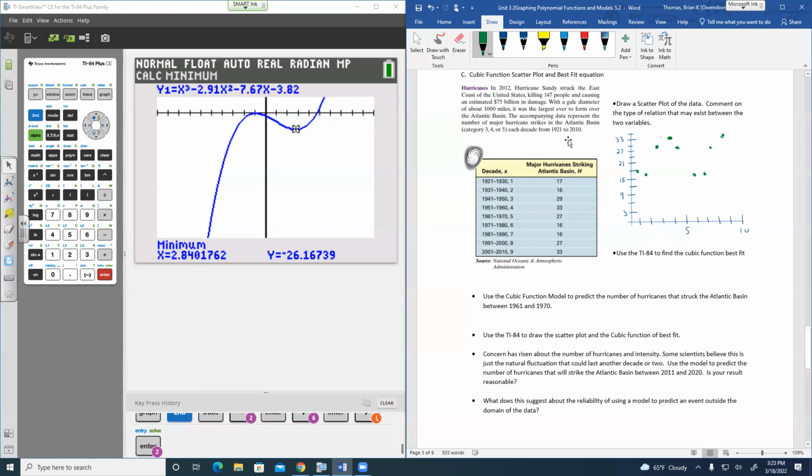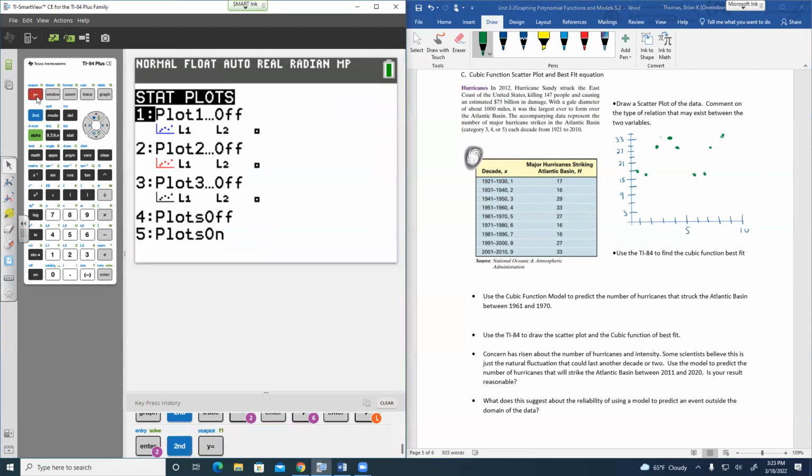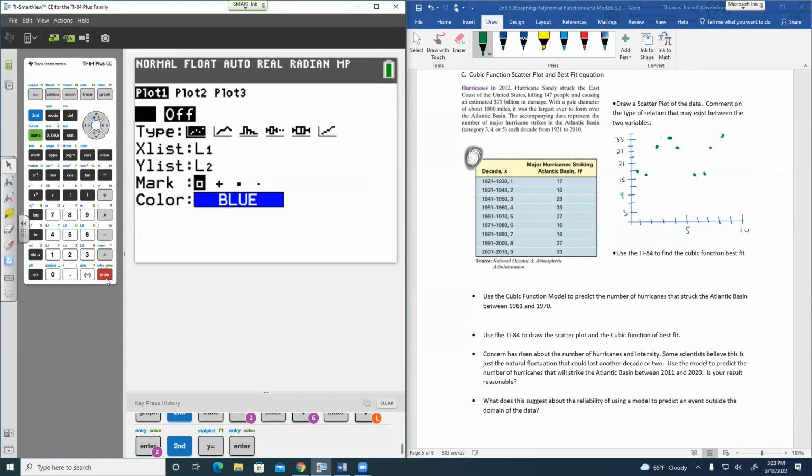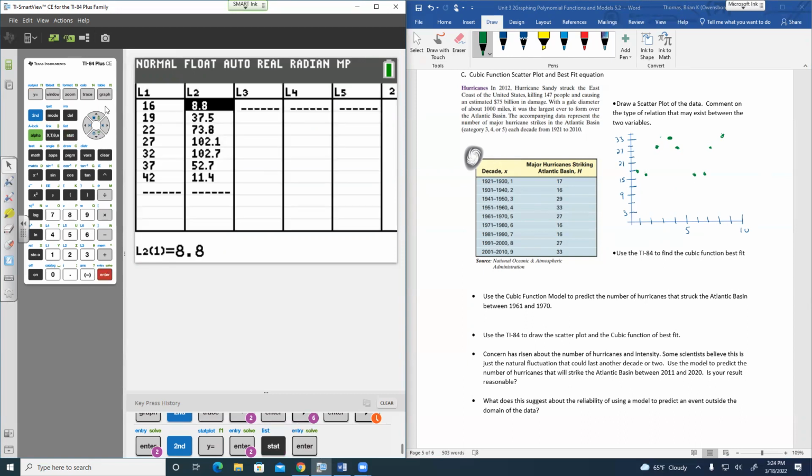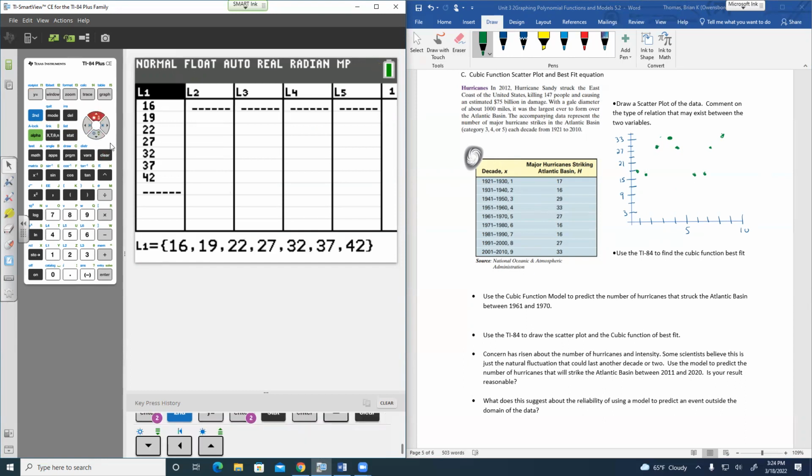So let's use the TI-84 to find the cubic function that fits this data. I'm going to turn my scatter plot back on as well. So second stat plot, and I have to turn number 1 back on. I hit enter, and enter again to turn that back on. Now we can go to stat. We can hit enter to edit our data. Let's clear off the old data. So we got 1 through 9 here.